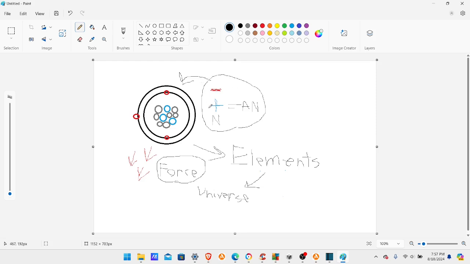Again, electrons, protons, and neutrons make up atoms. Atoms make up elements. And elements are what make up, well, different objects, different things in the universe. So we'll talk more about force in a later video.